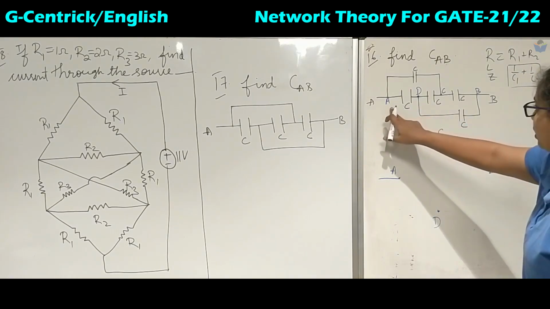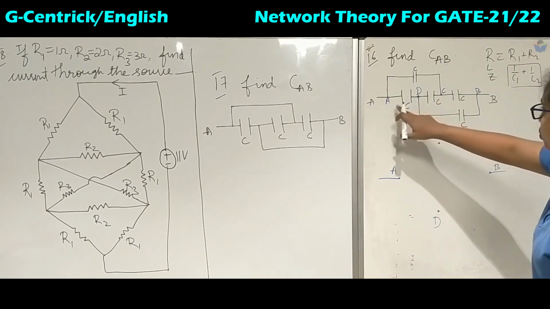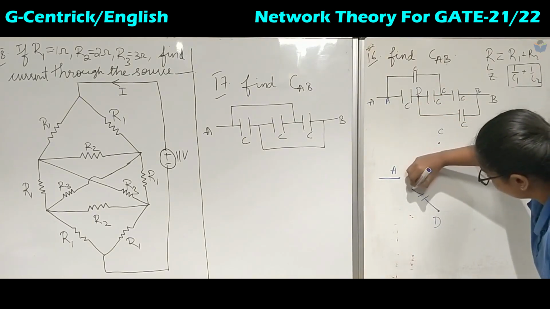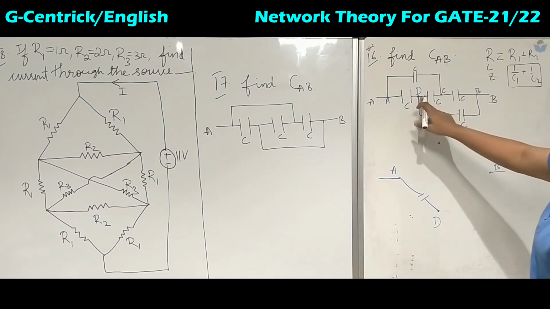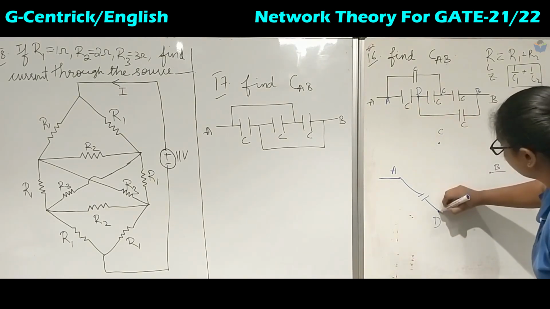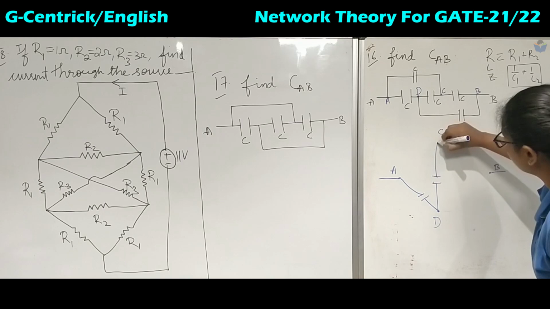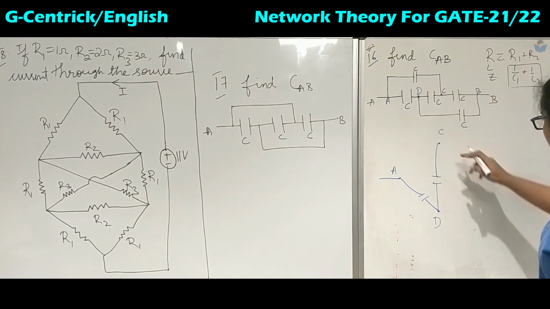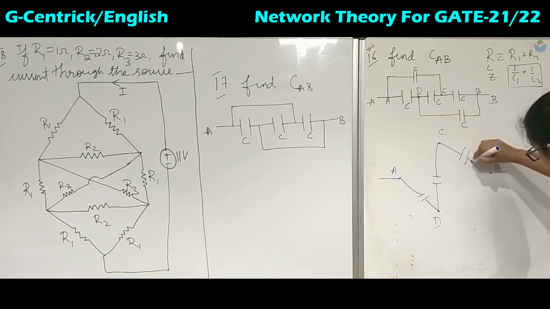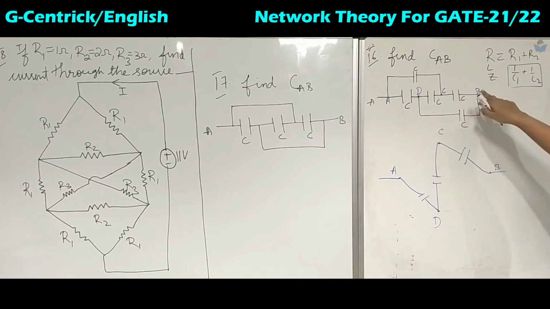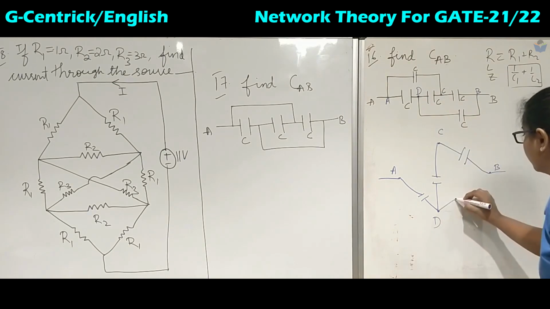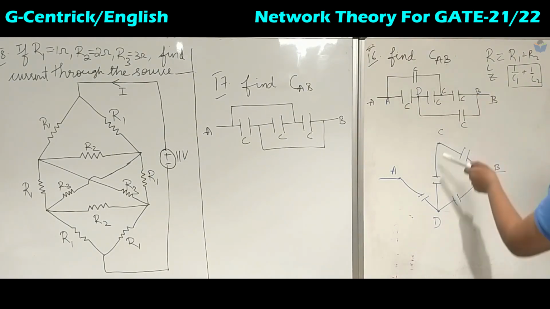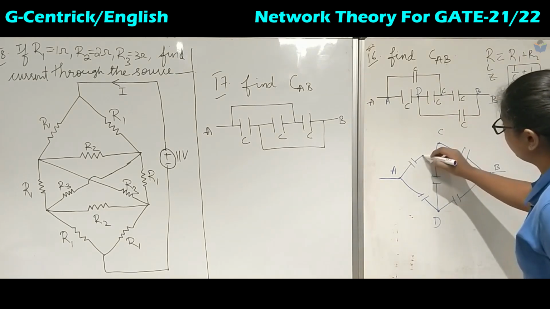Now in between A to D there is one capacitor. Again from D to C there is one capacitor. C to B we have one capacitor. And again from B to D we have one more capacitor. And from A to C we have one more capacitor.